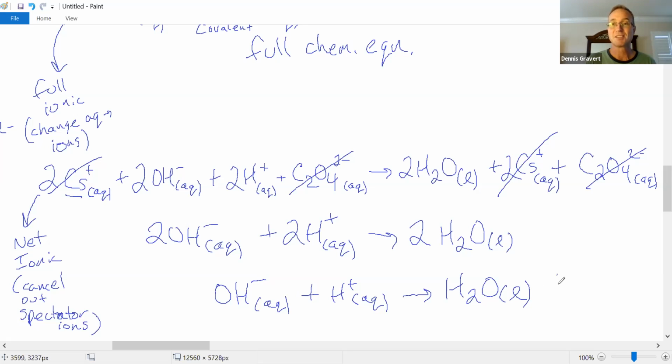This is also the neutralization reaction. So if a homework problem asks you to write the neutralization reaction, it's looking for this net ionic equation, where H plus from an acid, an H plus donor, is reacting with the base, an H plus acceptor. In this case, it's hydroxide ion.